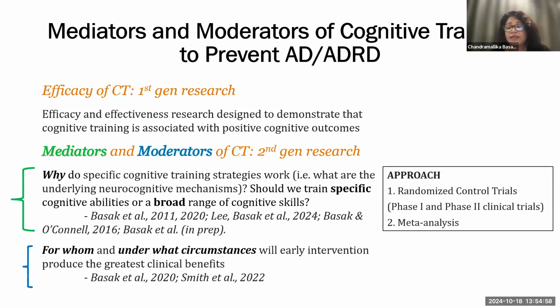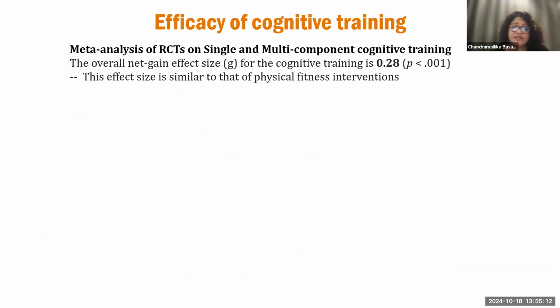So I'm going to take two approaches, talk about results from randomized control trials, both phase 1 and phase 2 clinical trials, but also results from meta-analysis. The next slide, please. So I'm first going to talk about results from a meta-analysis. The meta-analysis on randomized control trials on both single component and the multi-component cognitive training, which means that cognitive training that focused on only one single cognitive component, such as say working memory or executive functions or reasoning, versus multi-component cognitive training, which could be video games or engagement-based, or the ones that train multiple cognitive components, either sequentially or simultaneously. The overall net gain effect size for cognitive training is 0.28.